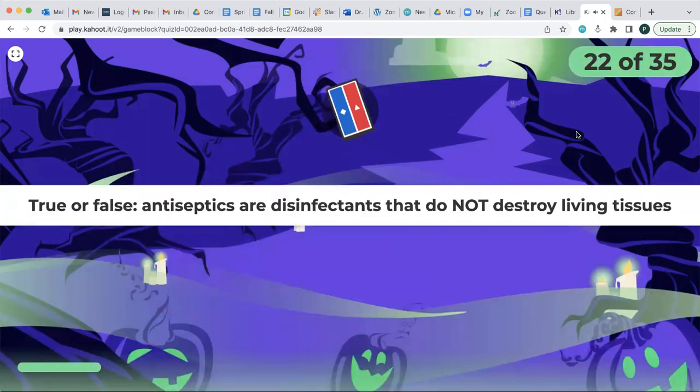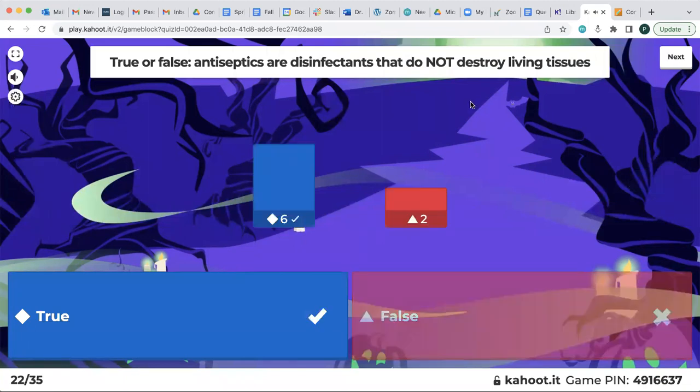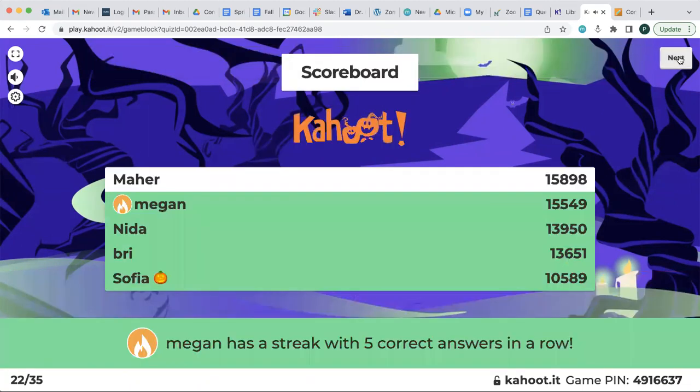All right, true or false? Antiseptics are disinfectants that do not destroy living tissues. True or false? True. Yep. Antiseptics don't destroy living tissues, which is good because we use them on our skin sometimes.